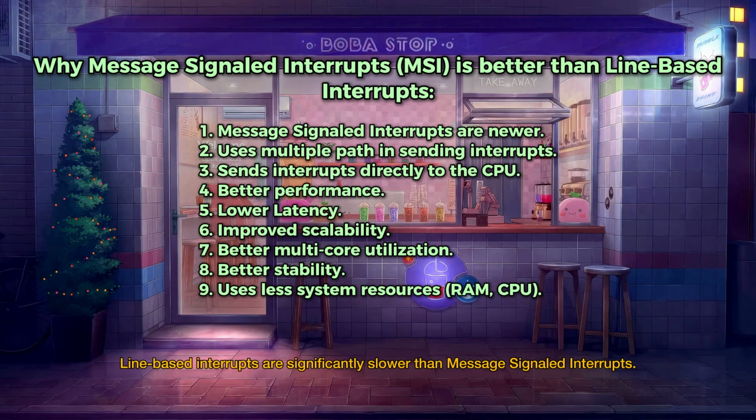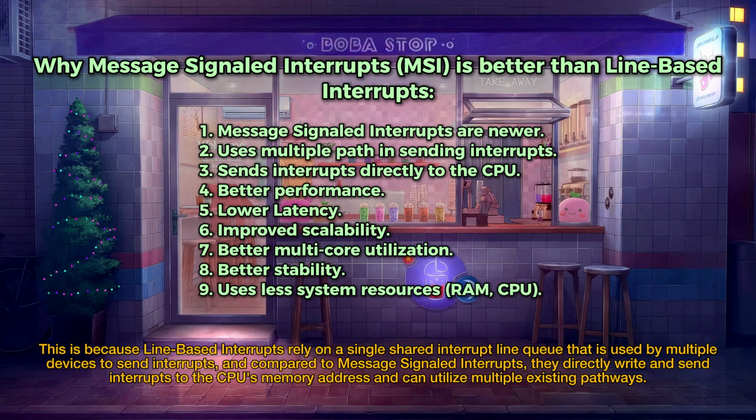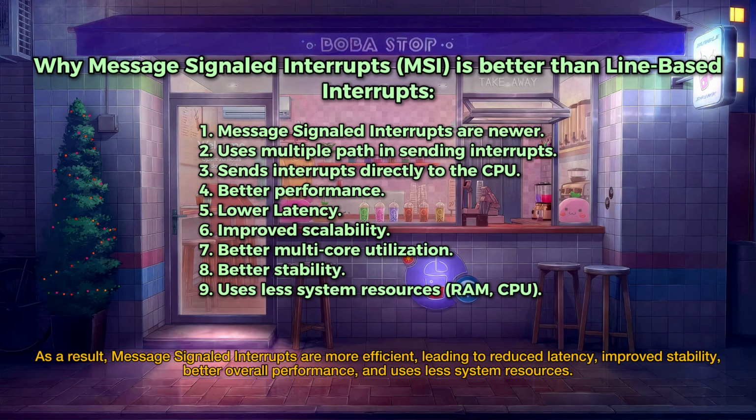Line-based interrupts are significantly slower than message-signaled interrupts. This is because line-based interrupts rely on a single shared interrupt line queue that is used by multiple devices to send interrupts, and compared to message-signaled interrupts, they directly write and send interrupts to the CPU's memory address and can utilize multiple existing pathways. As a result, message-signaled interrupts are more efficient, leading to reduced latency, improved stability, better overall performance, and uses less system resources.